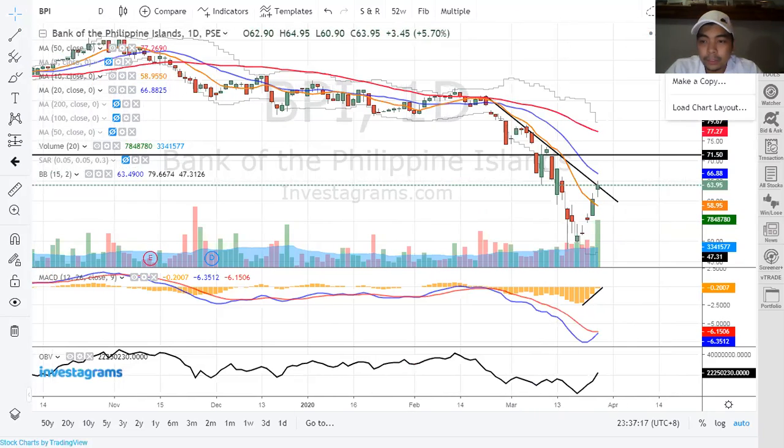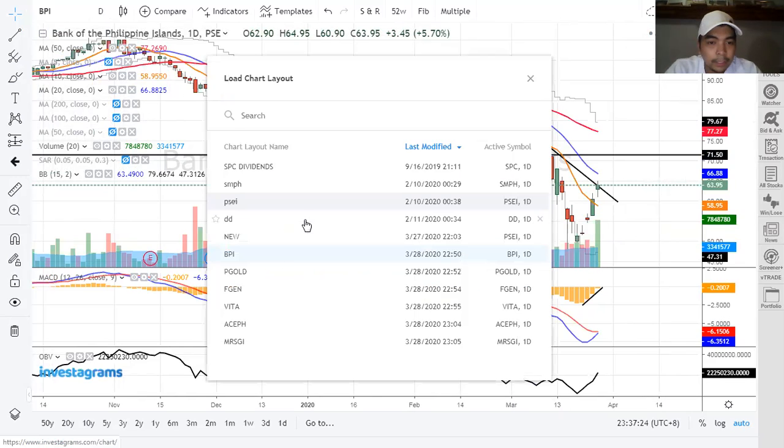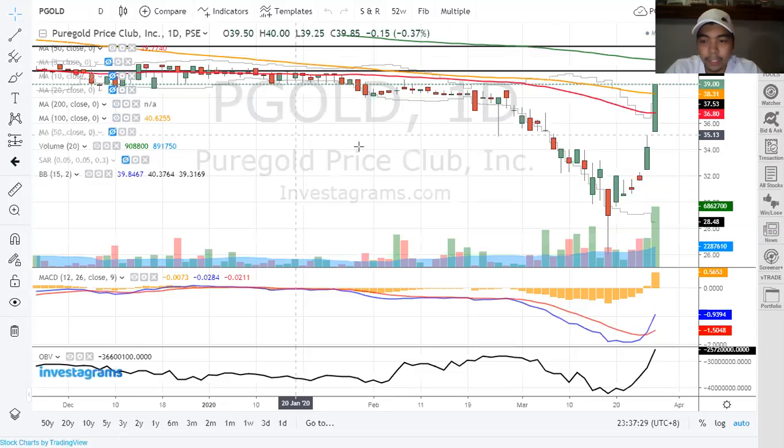So yun lang yung ano natin, no? Those are our basic indicators that we'll be using for today.